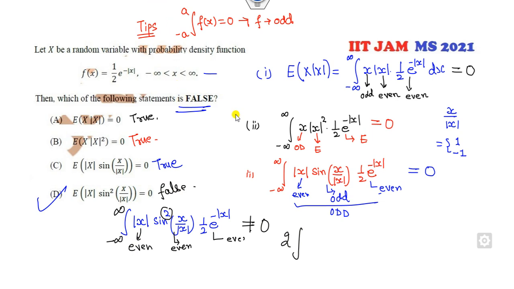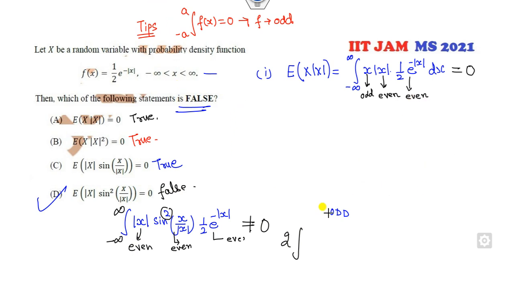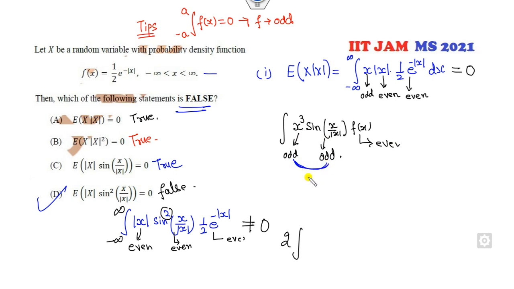Okay, apart from them, if I ask you one more, if I say x cube of sine x over mod x into f of x. So this is my even function, x cube is my odd function, this is my odd function, fine. But if you look at the product of odd and odd, this is an even function, so this value is also not 0. So that's where you can simply solve that.